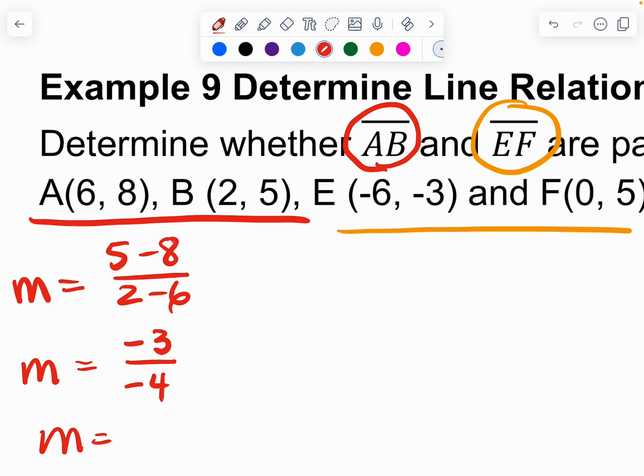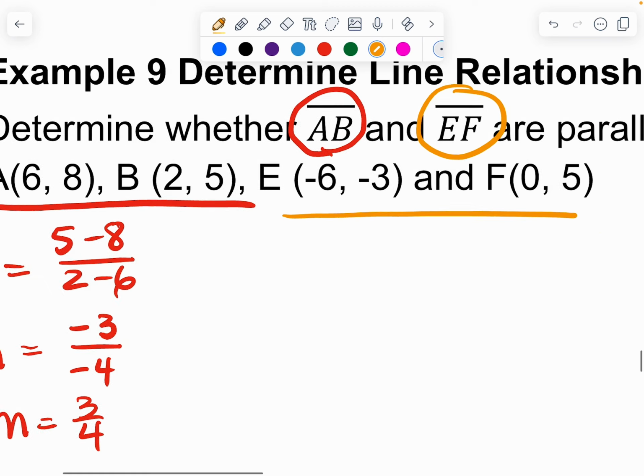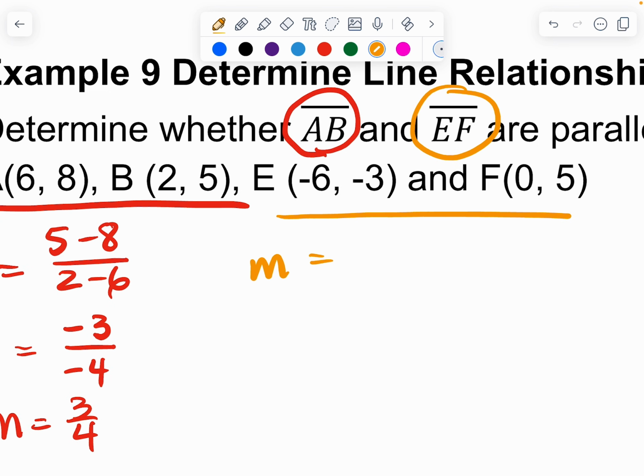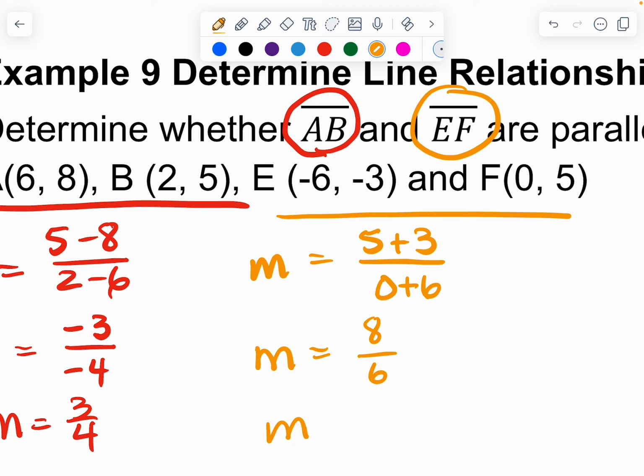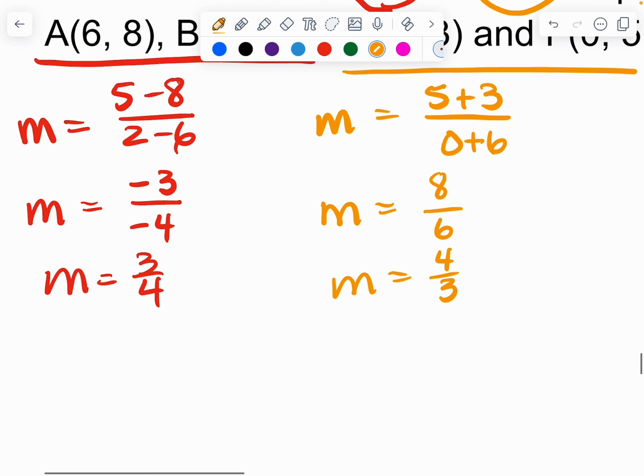I have to make sure I'm doing it right. Okay. And then over here, I get 5 minus a negative 3 over 0 minus a negative 6. That will get me 8 over 6, which simplifies to 4 over 3. Now, some of you might say, oh, they're perpendicular. Yes, they are reciprocals of each other, but they are not opposite, so this would be neither.